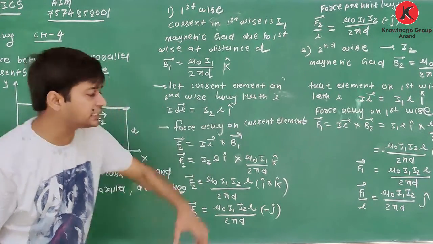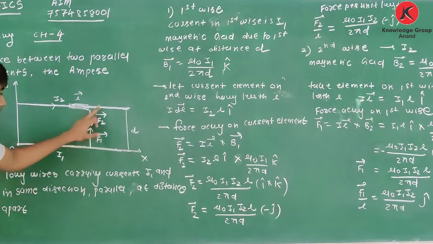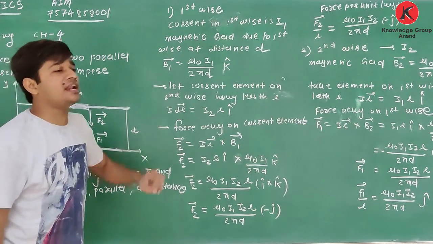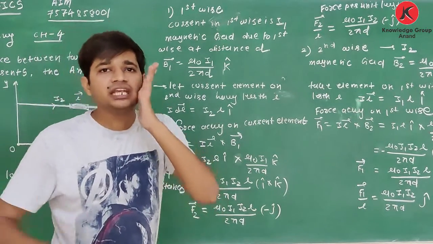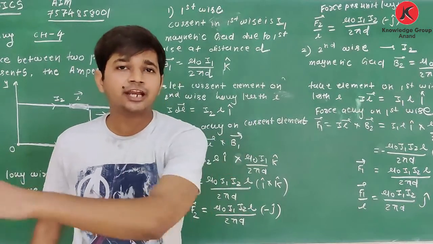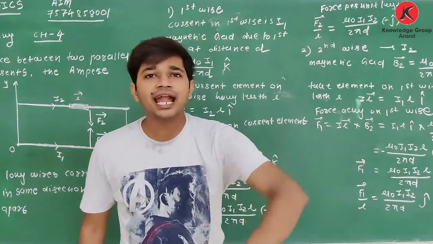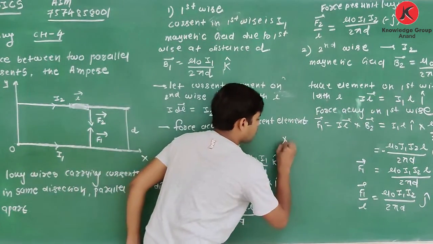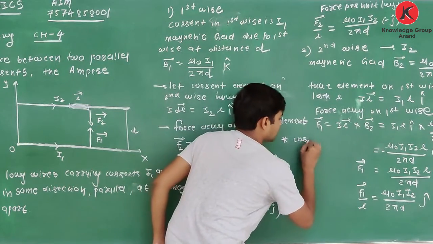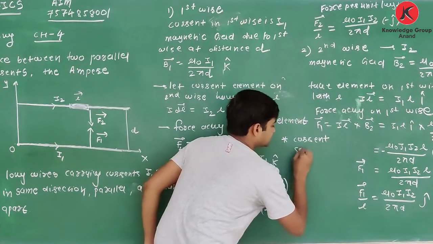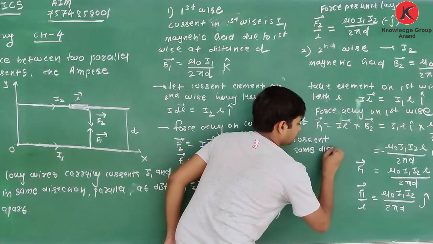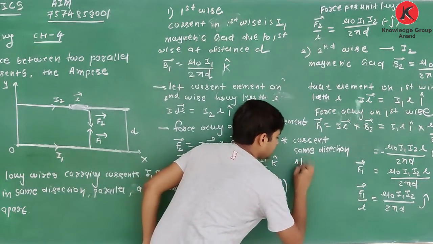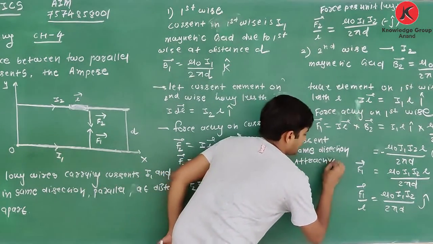So what is the conclusion? When you have two wires parallel to each other and currents are flowing in the same direction, they will attract each other. So yes, you have to remember this result. If you have two wires and current is flowing in the same direction, then there is an attractive force between them.